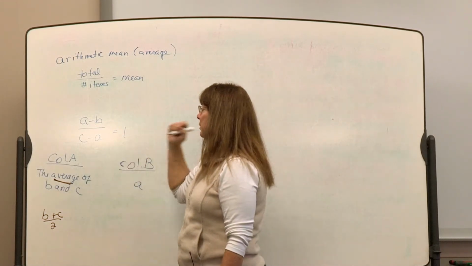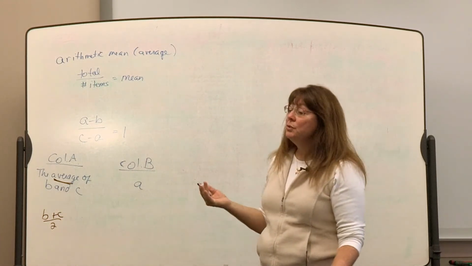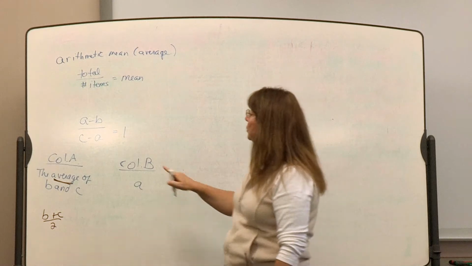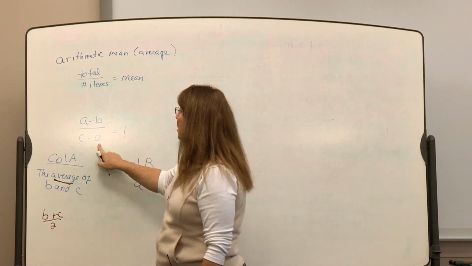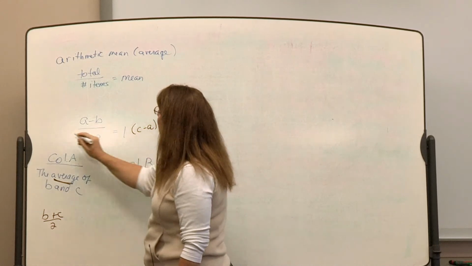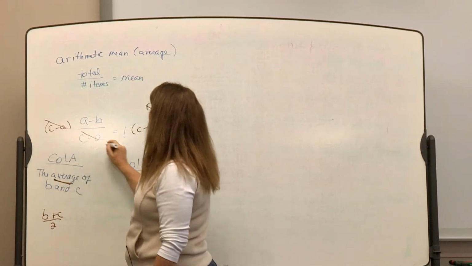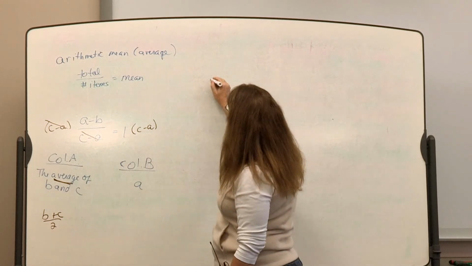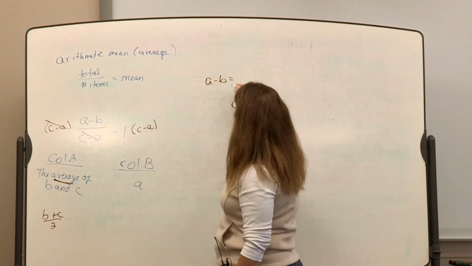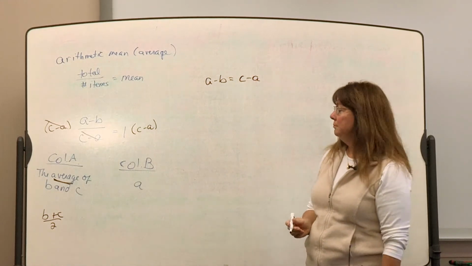And here's what they gave me. So this is information I have about both of them. So I'm going to have to do some algebra first. First thing I want to do is go ahead and multiply both sides by this denominator. So that if I multiply this by C minus A, and this side by C minus A, it'll cancel over here. I'll have the A minus B on one side and C minus A on the other side. Okay, so far so good.